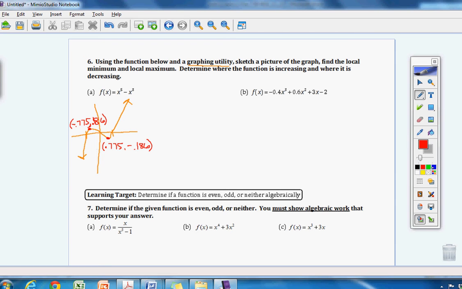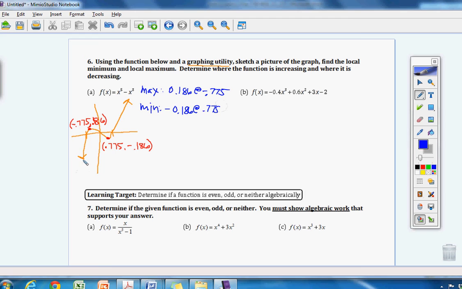Make sure notation-wise, the max is actually 0.186 at -0.775. And the min, that's actually going to be our y values, -0.186 at +0.775.